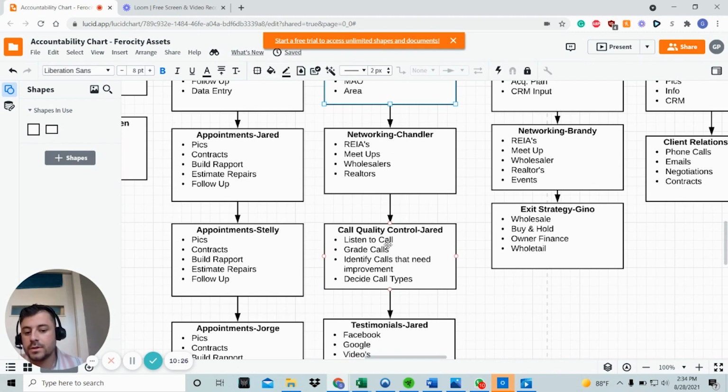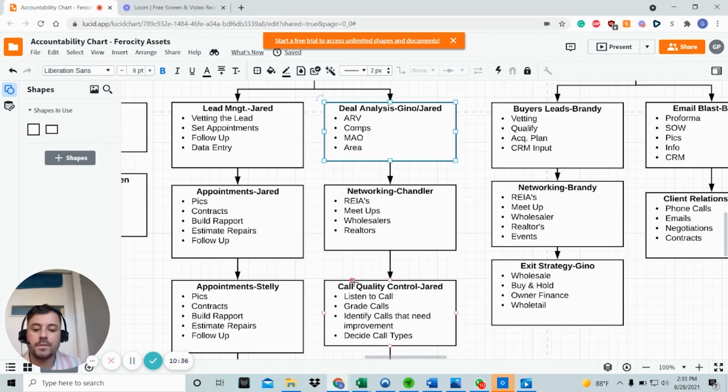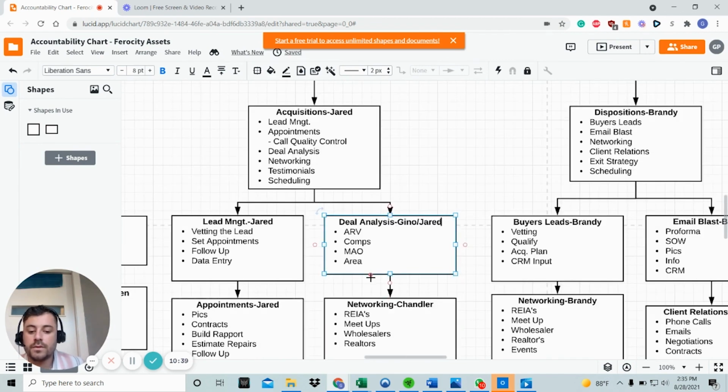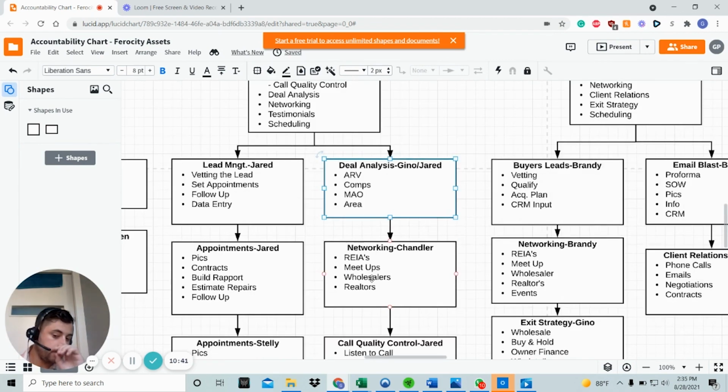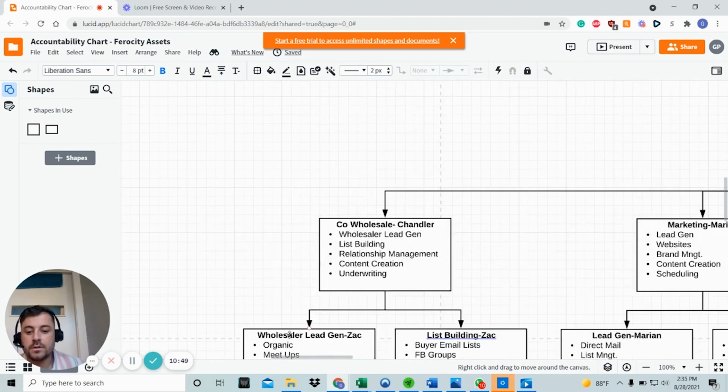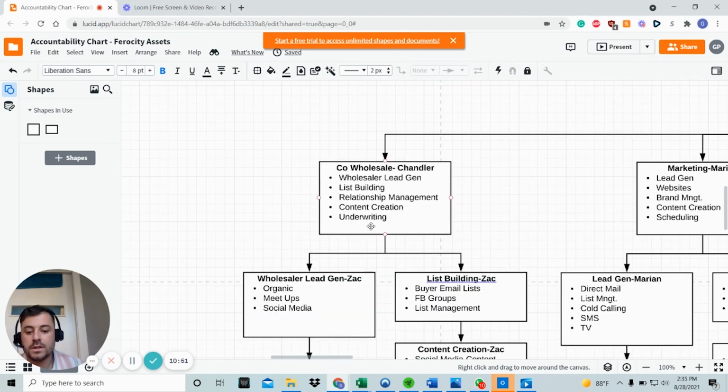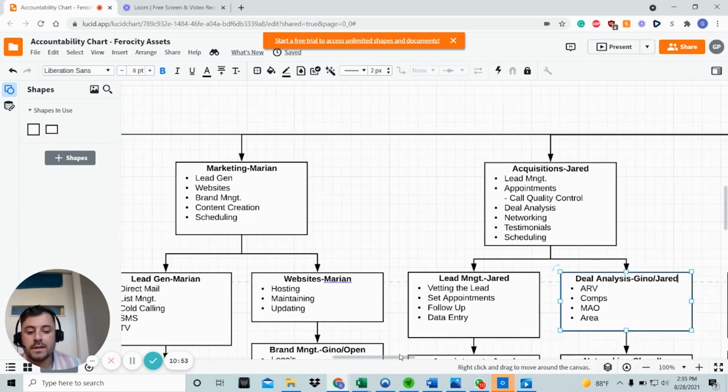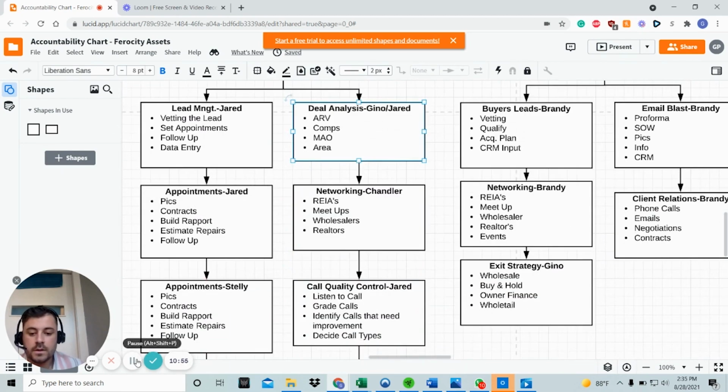Also quality control. We have a VA that does this for us. Pay her $6 an hour. She listens to all lead manager calls, and you can obviously see what she does. She grades them, identifies what needs improvement, and decides what call type it is. Chandler's involved in networking now. That's what he's accountable for. Wholesalers, meetups, realtors. I mean, that goes back to this one over here. He's in charge of, as a wholesale department head, building his relationships with those wholesalers. So it kind of doubles up right here.